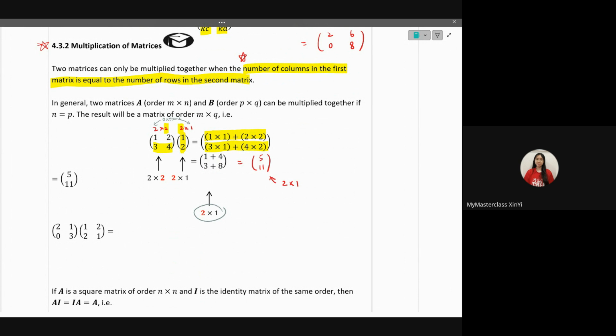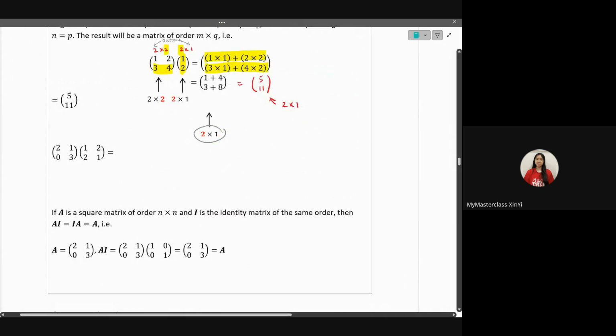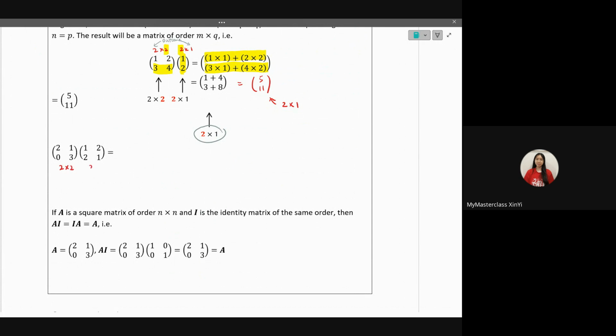Now let's do another example together. First check: this is a 2 by 2 matrix, and this is a 2 by 2. So this matches with this, and therefore your outcome would be a 2 by 2 matrix. So now you have confirmed you can multiply these. Now let's look at what your 2 by 2 matrix will look like.